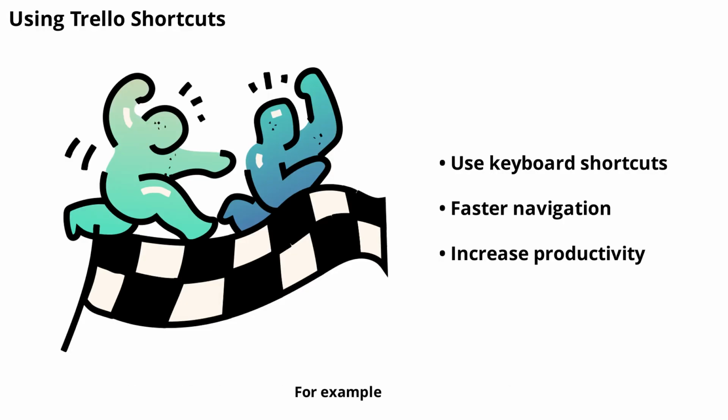For example, press B to open the boards menu or C to archive a card. Learning a few key shortcuts can save you time and make navigation more efficient. Check Trello's help section for a full list of shortcuts.